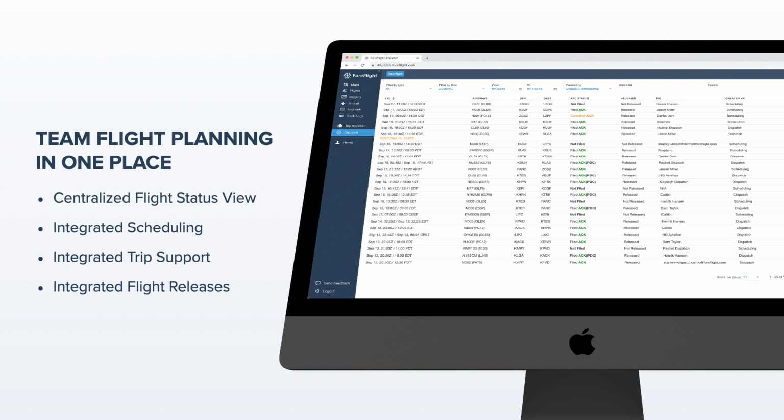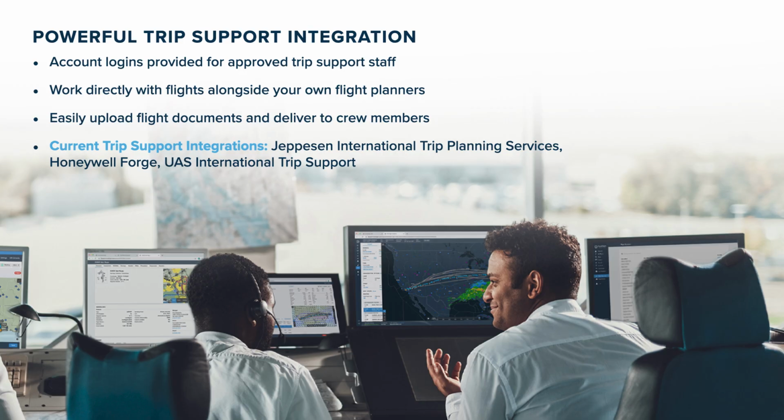We support integrations with many of the most popular scheduling systems. What that allows you to do is, every time you schedule a new flight, that flight is automatically imported into Dispatch with all of its basic details so that flight planners can start working on it right away. Next, we also have a powerful trip support integration. Currently, we integrate with 3 of the most popular flight service providers: Jeppesen ITPS, Honeywell Forge, and UAS International Trip Support. What this does is allow authorized trip support personnel to access your Dispatch instance just as if they were part of your account. Now, this is a really great way to get support from third-party vendors when using Dispatch.